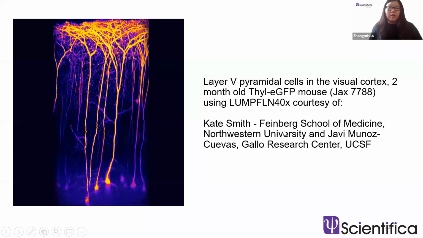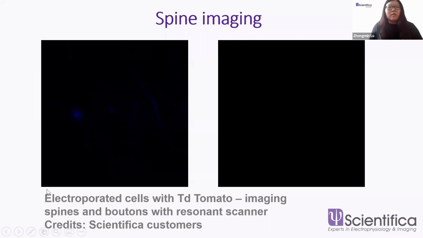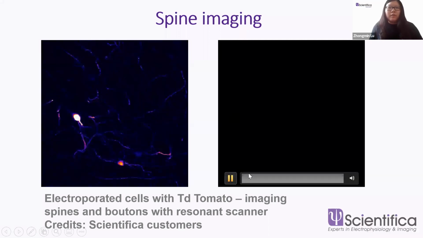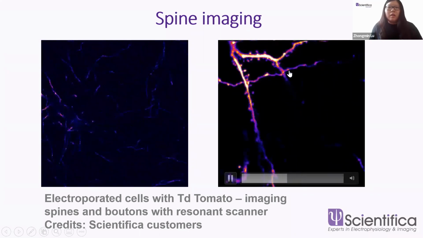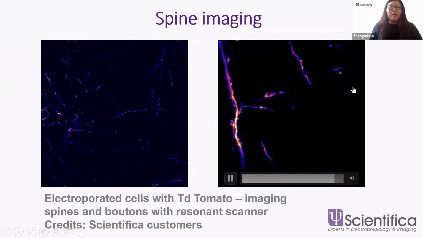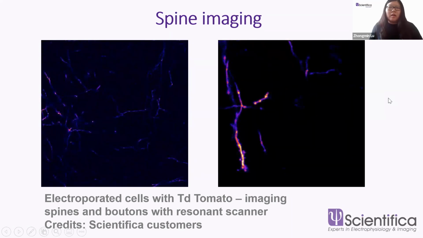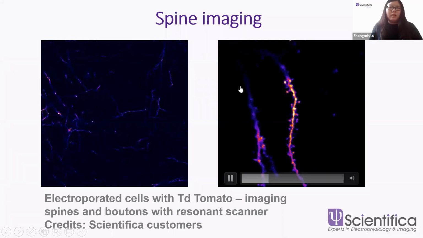Because our system has the relay lens, it's very easy for you to add adaptive optics or other kinds of modules suitable for your research. This shows you the stack of the spines and boutons here. It's really nice. If you infect the cells with reporters like GCaMP or iGluSnFR, you can also do functional imaging using our system.